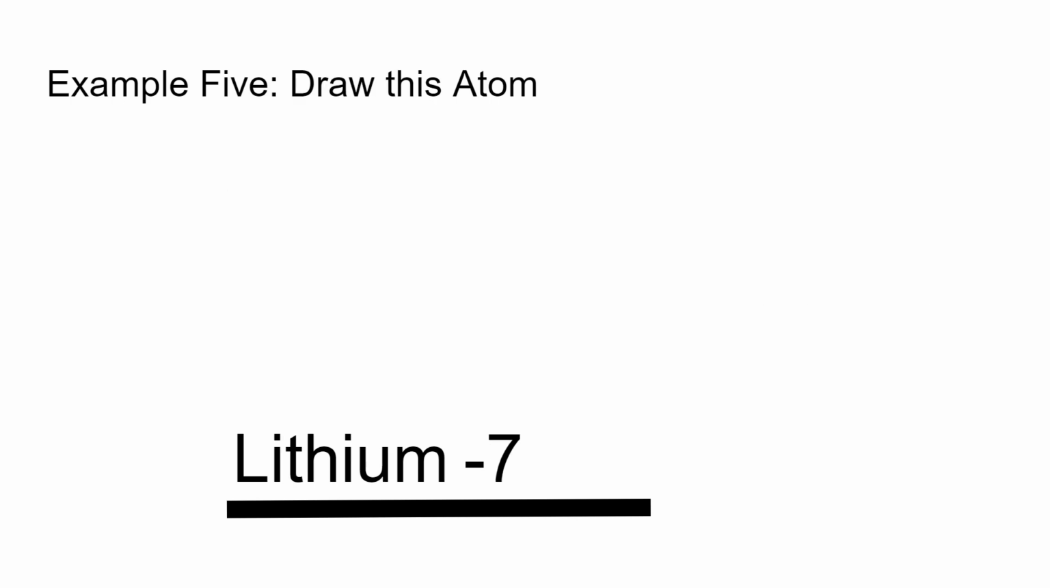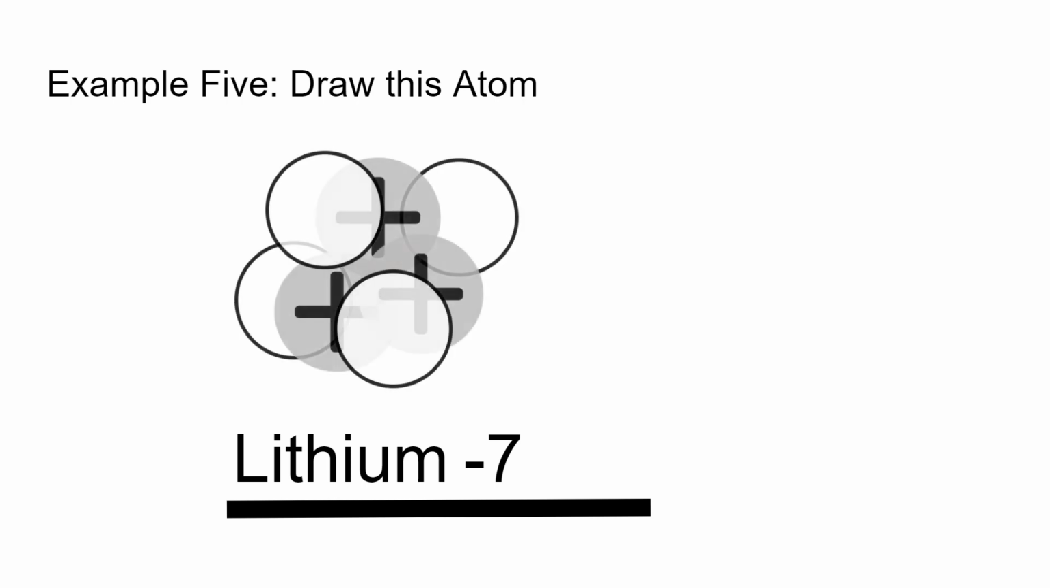All right, let's do this in reverse. I want you to take a look at the name of the element and then go ahead and draw this atom in your notebook. Lithium 7. So if you did it properly, you should have something that looks like this. You see? How many protons do we have? 3. How many neutrons do we have? We have 4, because 3 plus 4 is 7. So this is lithium 7. If you didn't get this, go ahead and draw this now.